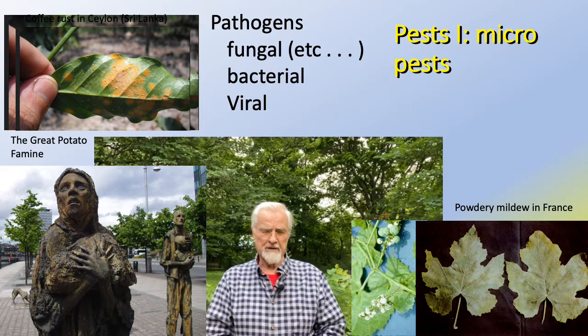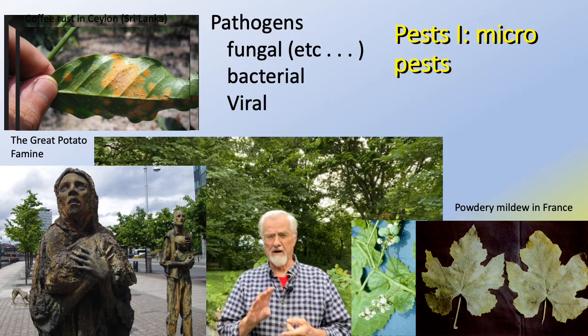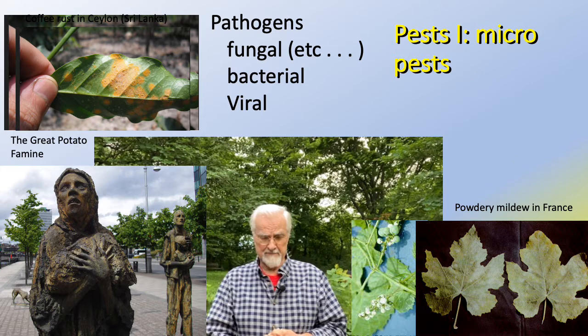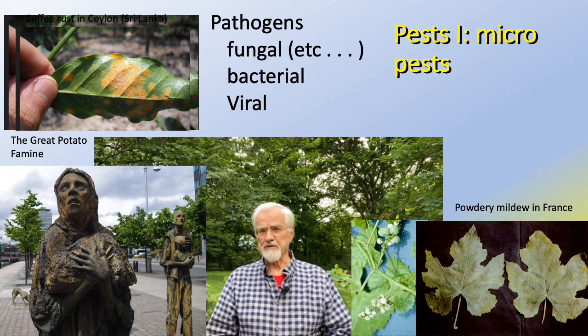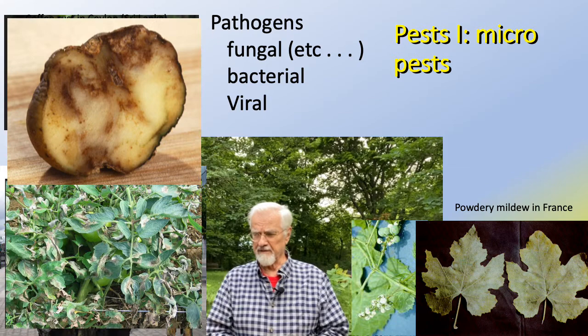We've already talked about three of these. We talked about the coffee rust, which is caused by a fungus. We talked about the potato disease, which caused the famine in Ireland, which is a fungal-like organism. It's not really a fungus, but more or less. And then we talked about the sooty mold in the French grapes, which caused huge problems.